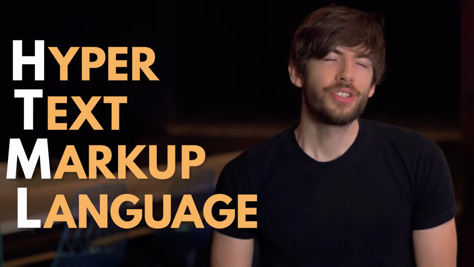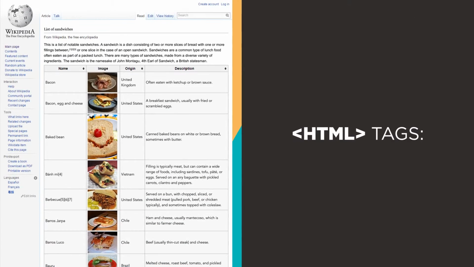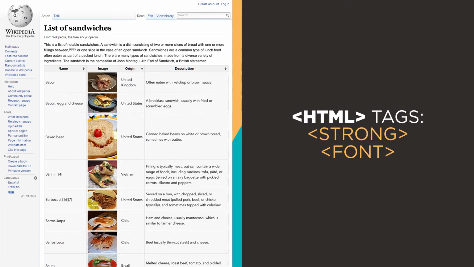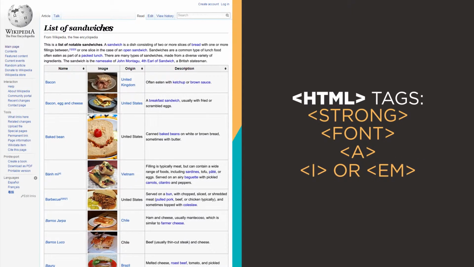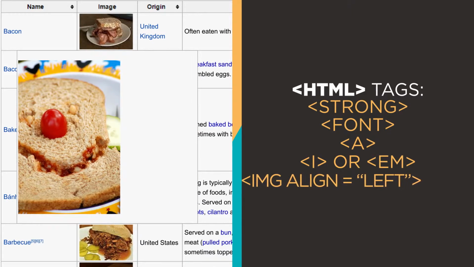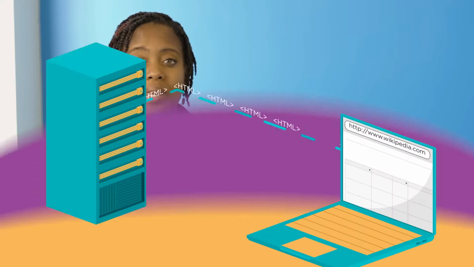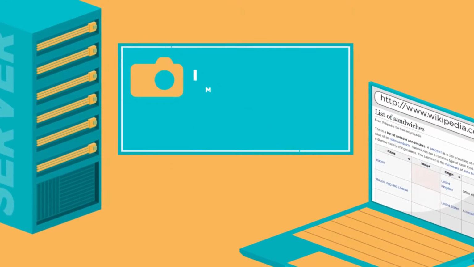So if you think about something like Wikipedia, which is really just a big, simple document, HTML is the language that you use to make that title big and bold, to make the font the right font, to link certain text to certain other pages, to make some text bold, to make some text italic, to put an image in the middle of the page, to align the image to the right, to align the image to the left.